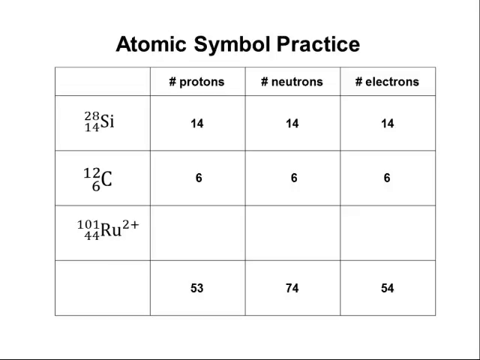How many protons? 44. How many neutrons? 57. 101 minus the 44. How many electrons then? Well, we have a plus 2 charge. In order to get to a positive value, we have to lose electrons. So we'd have 42 electrons. We could look at it as a plus 44 plus a negative 42 gives us an overall plus 2 charge.